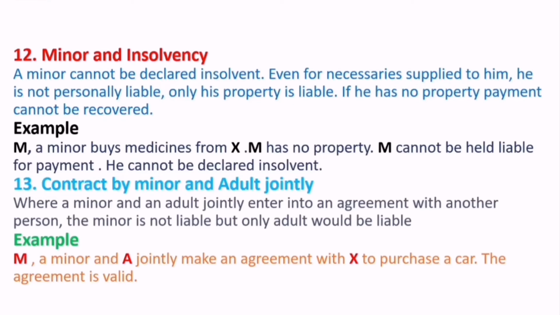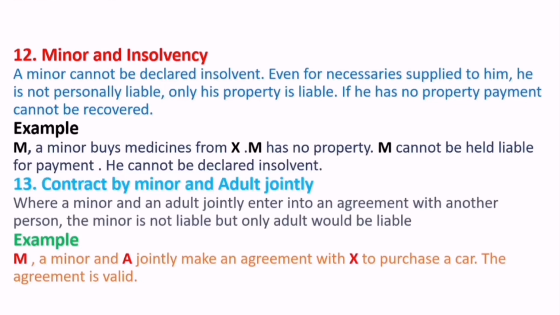The next is minor and insolvency. Here a minor cannot be declared insolvent because he is incompetent to make a valid contract. So when he is not competent to make a valid contract, how can he be declared insolvent by law? Even for necessaries supplied to him, he is not personally liable, only his property is liable. If he has no property, he cannot be asked to pay the amount, or you can say the amount cannot be recovered. Example, M, a minor, buys medicine from X. M has no property. M cannot be held liable for payment. He cannot be declared insolvent.